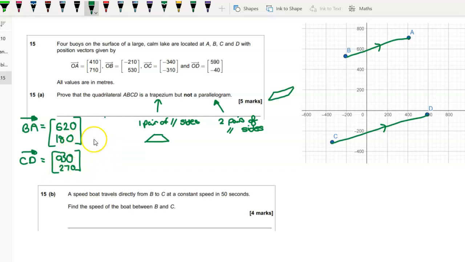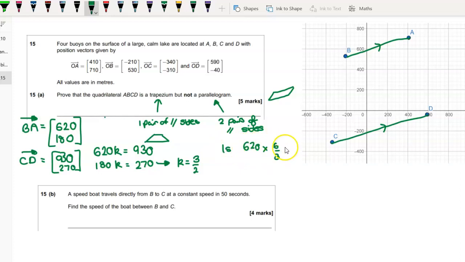Okay, so if they are a multiple, then if we do 620 times something, let's call it K, we will get 930. And if they're parallel, then this 180 times that same constant K will give us 270. So I'll use this one to work out what K is. That tells us that K is 270 divided by 180, which is 3 over 2. So the question is, is 620 times 3 over 2 equal to 930?